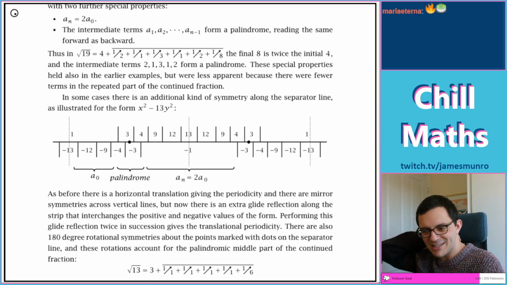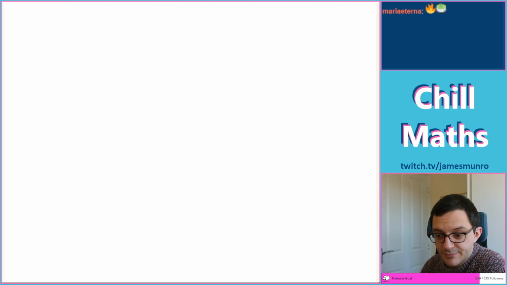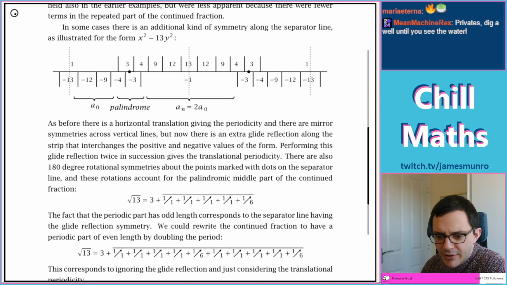I think I'm starting to understand why they did so much glide reflection stuff before. Because, well, it was relevant to the sequence and the continued fraction before, and now if we can prove that something is periodic like that, we'll know that we get the same sort of continued fraction property. Fair enough. Okay. Right. Yeah.